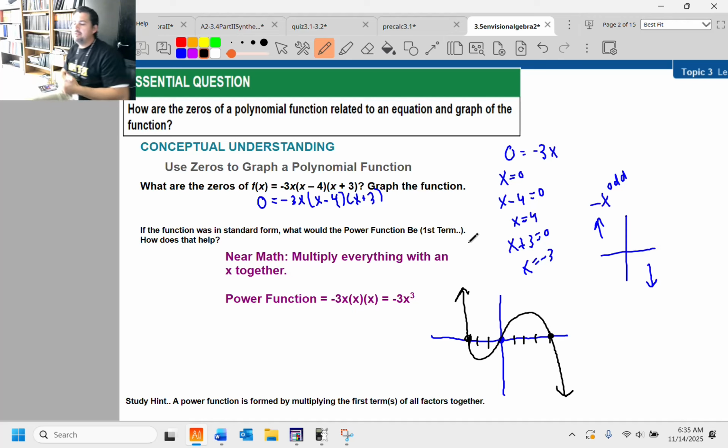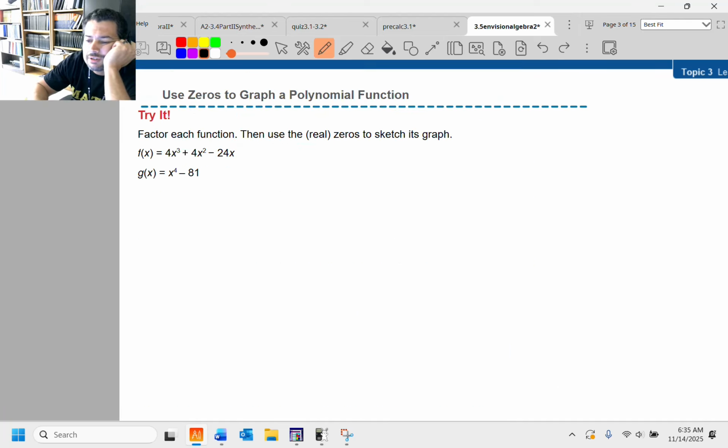Because I knew end behavior, I knew the overall shape of the graph, and I knew how it was going to behave by and large. It's called end behavior. I'm not too sure what's going on in the middle unless I make a table. But I know by and large how the graph has to look. And that's the goal here. Rough drafts, rough drafts. All right, factor each function, then use the real zeros to sketch the graph.